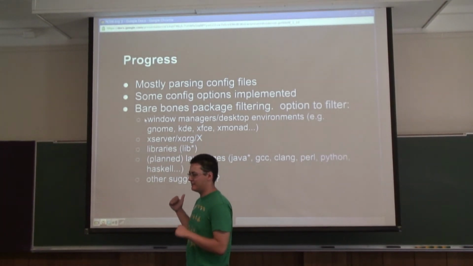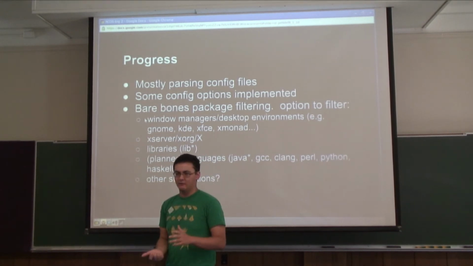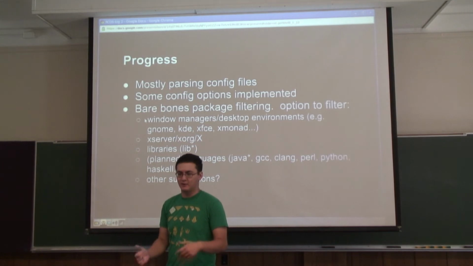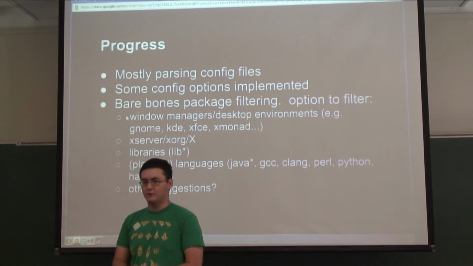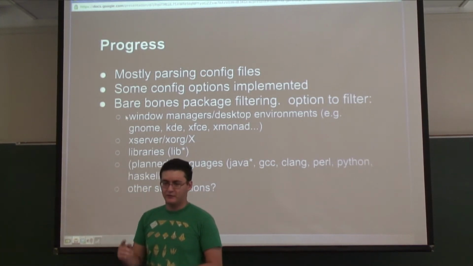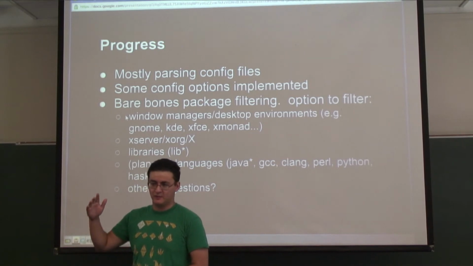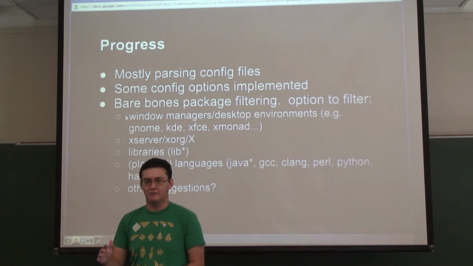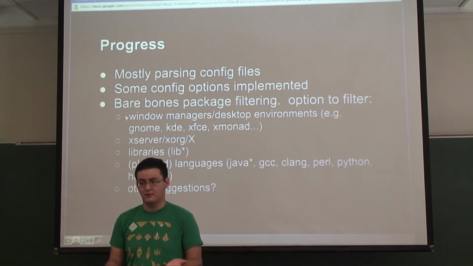There's a lot of bugs in this program right now, and I have a few of the options implemented, so it will include or exclude programs of your choosing. And I have some bare bones package filtering for users who don't really want to spend all this time configuring it. So right now I filter out things like your window manager or your desktop environment. All of those packages that are prefixed with GNOME will not end up in your manifest file. Things like languages, like Python, Perl, I've added an option to filter those out.